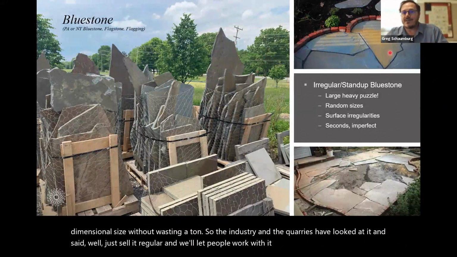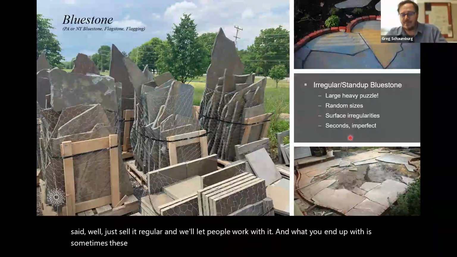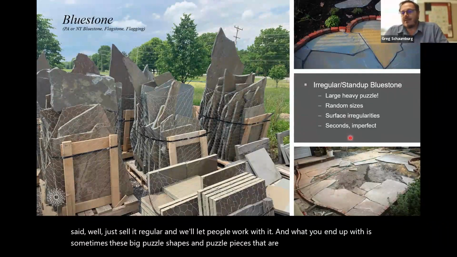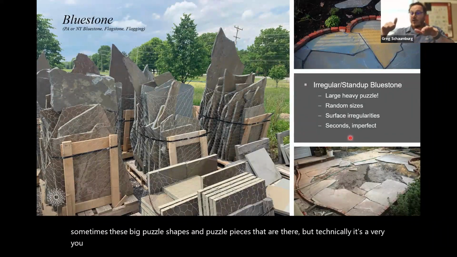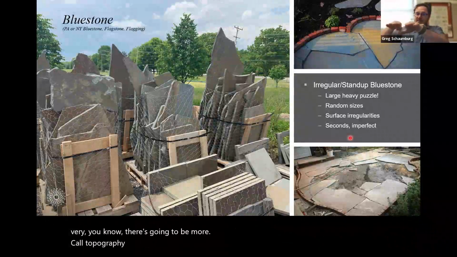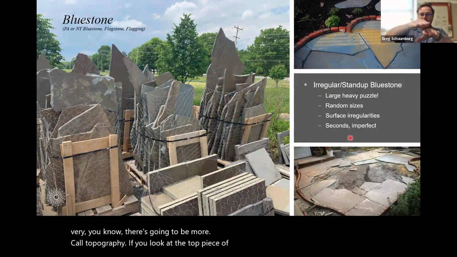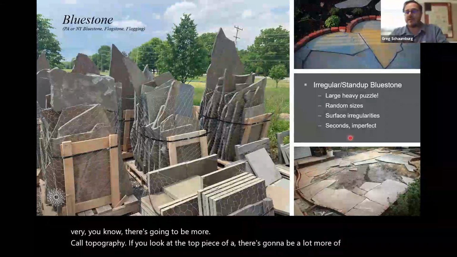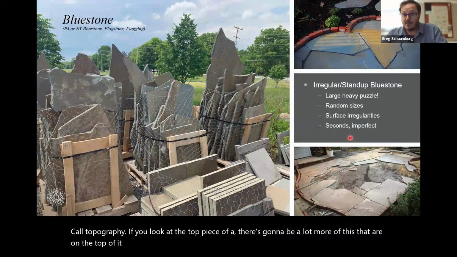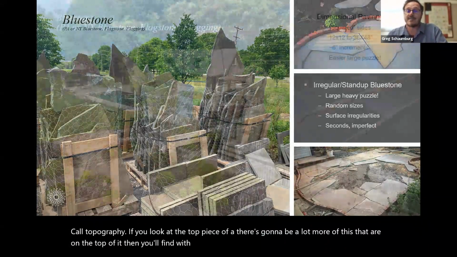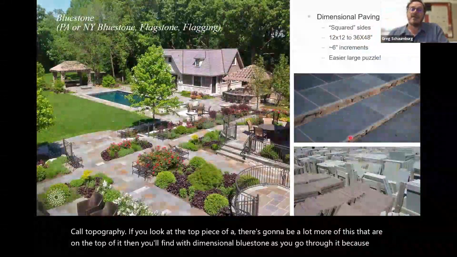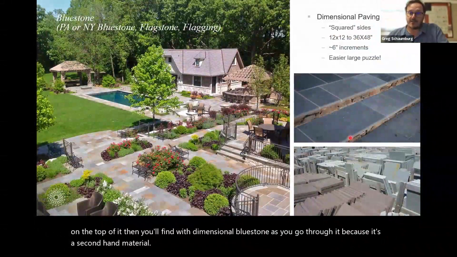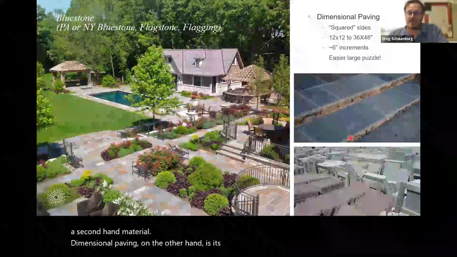What you end up with is sometimes these big puzzle shapes and puzzle pieces. Technically, there's going to be more of what I call topography. If you look at the top of a surface, there's going to be a lot more of this on the top than you'll find with dimensional bluestone, because it's a secondhand material.